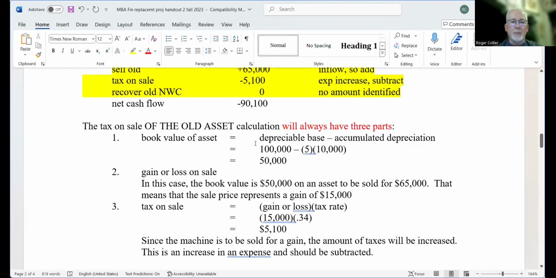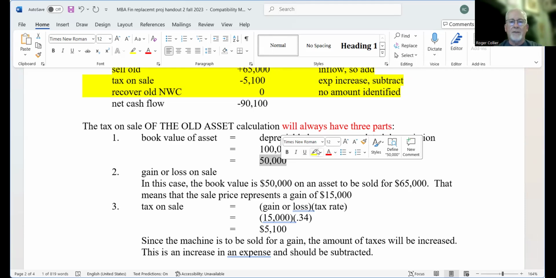Right, for the old machine, the depreciable base was 100,000. If you look back in the problem, it says 100,000 depreciable base. They've had it for 5 years, so they've been depreciating it for 5 years, and the annual depreciation is 10,000. So they've been depreciating 10,000 a year for 5 years. That's 50,000. So our book value, sorry, is the 100,000 depreciable base minus 50,000 in depreciation. That gives us a book value of 50,000.